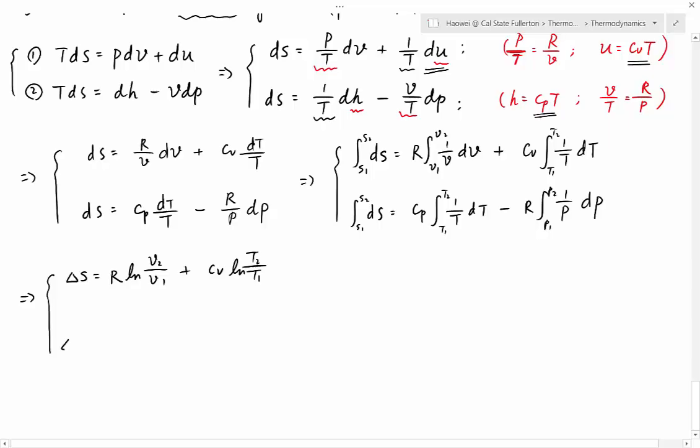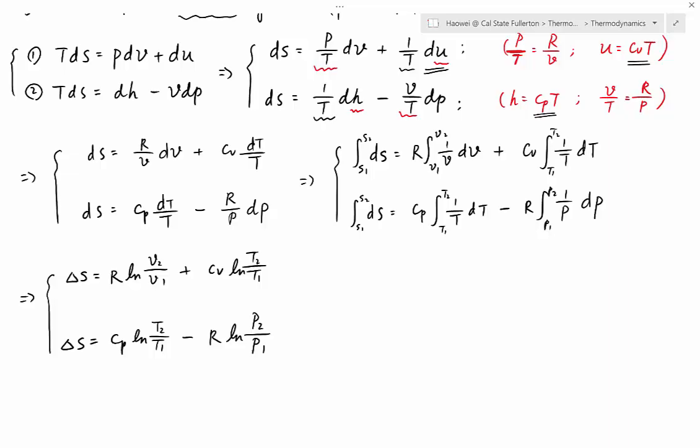Then we rewrite Gibbs equation number 2. Left hand side ds, delta s. First term in the right hand side is Cp times natural log T2 over T1 minus R natural log P2 over P1. So now, if you calculate the change of entropy for an ideal gas, you have two options, and there they are. Okay, but keep that in mind.